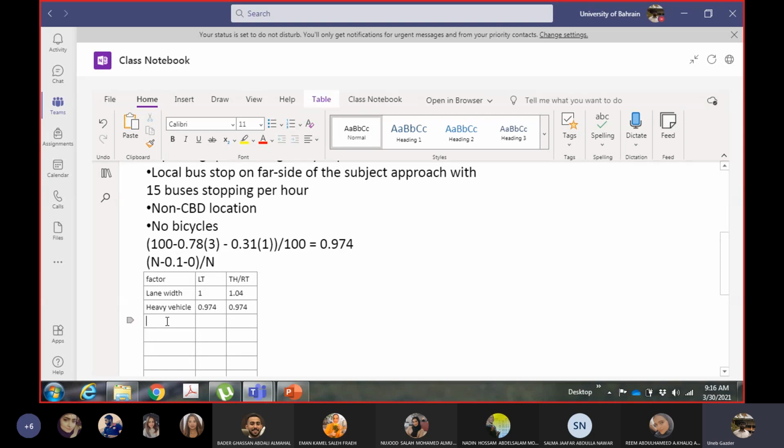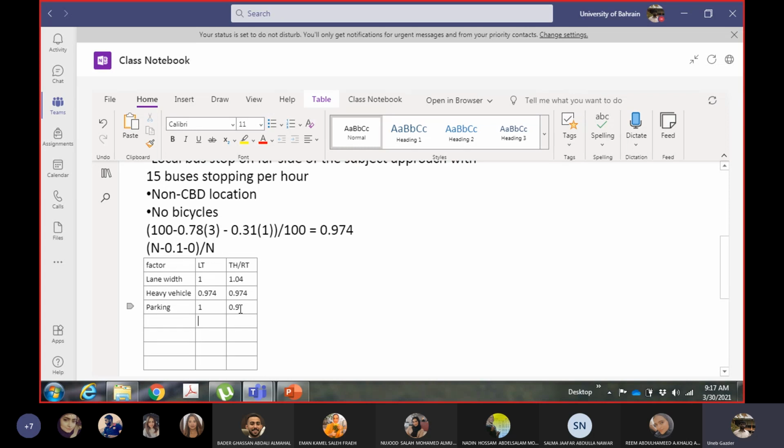In this case for parking, this factor will be 1 for the left turning lane because it doesn't have any parking. If you had parking on the left hand side of the road, then it would have affected the left turning lanes as well, but the parking is only towards the right hand side, so only the right and through lane will have the parking maneuvers. We have one lane, so if you put n as 1, you get 1 minus 0.1, which is 0.9. Divided by 1, it remains 0.9.